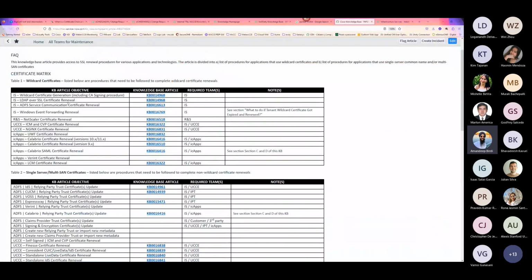And then once you have the cert, we can begin our pieces, right? RNS has their own KB where they go and apply it to the NetScaler. We have our own KB where we go and apply the wildcard cert to all the ICM CVP servers using the script that Beecher wrote, right? That script can also be used on third-party application servers like Upstream. It has to be tested, but it can in theory be used there as well. The next one is Nginx, right? That's also UCCE. So this defines the KB number, defines the teams required for that change, and any notes that we may have.